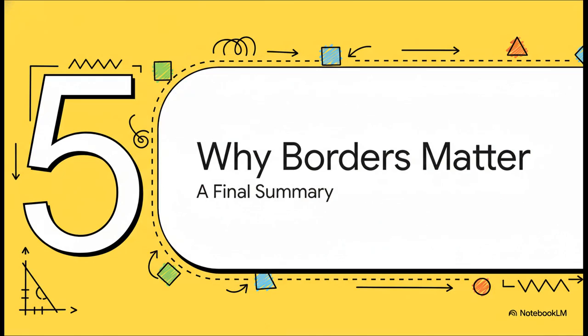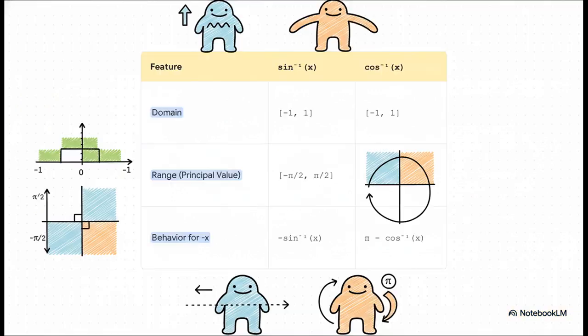So let's bring this all home. Let's do a final summary to really lock in why these borders, these principal value branches, are so incredibly important. Honestly, this table right here is the ultimate cheat sheet. Just look at the two family leaders, inverse sine and inverse cosine. Their domains are exactly the same, right? You can only plug in numbers from -1 to 1, but their ranges, their maps, are totally different.